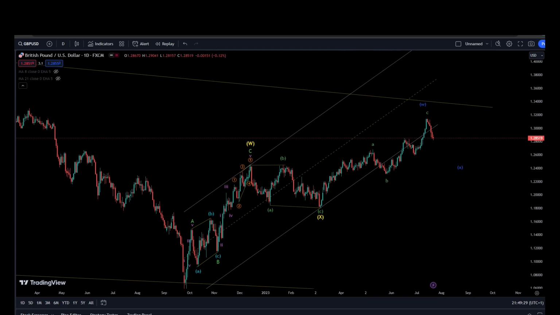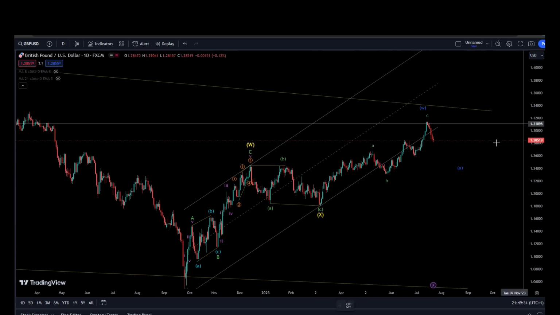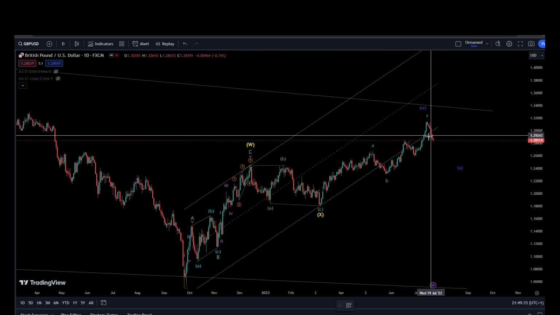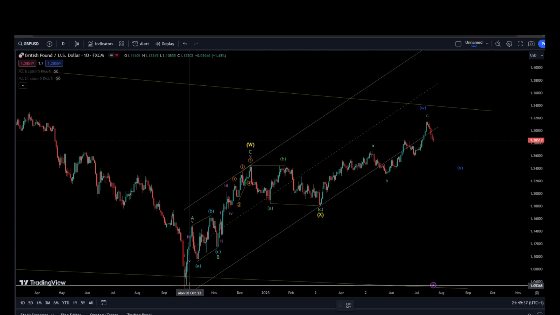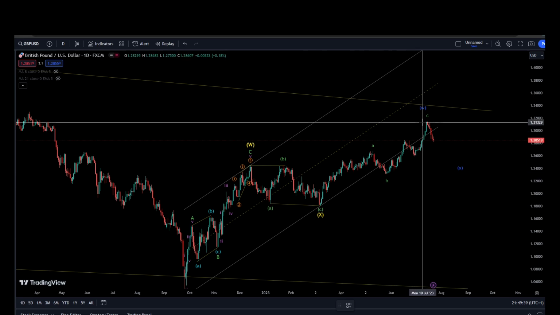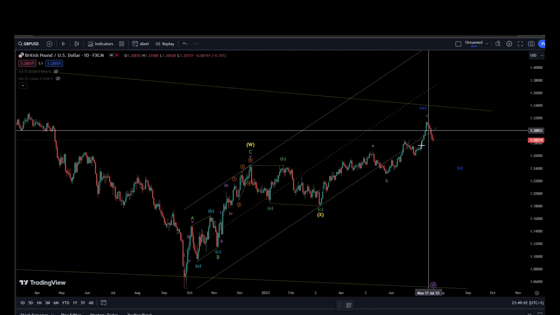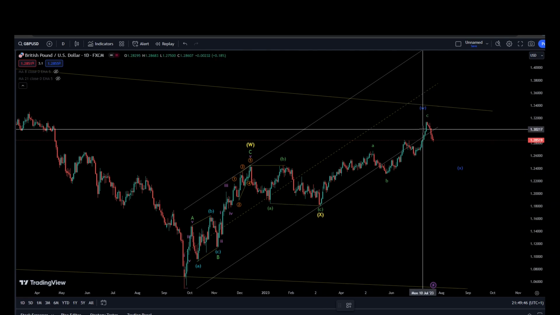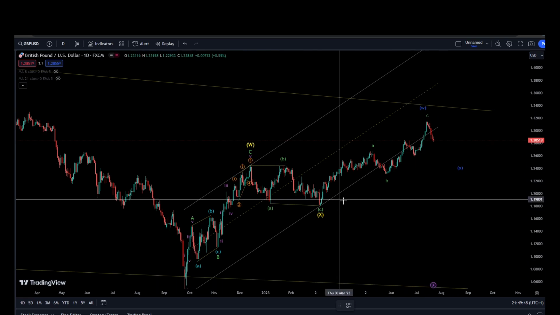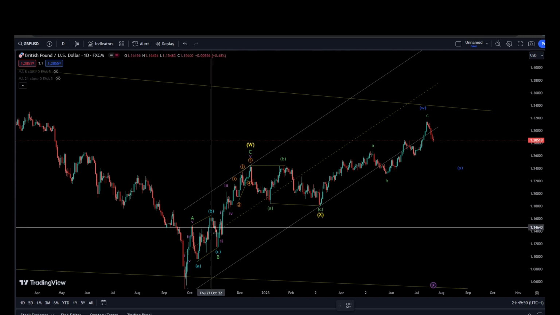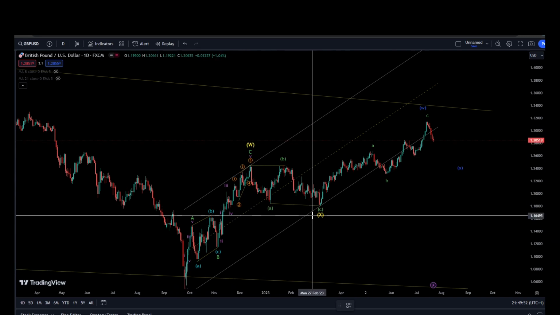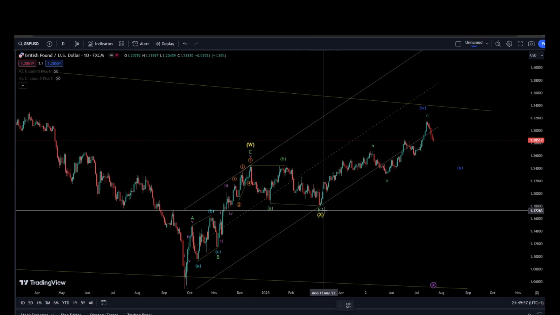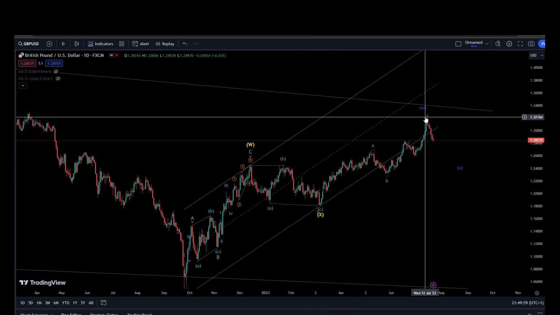So let's get started here on pound dollar. Here are my annotations. From last week I did say that we could have a possible change in structure, where instead of this being a 1, 2, 3, 4, 5 wave move, we've rallied up as a 3 wave move, or you can say a corrective move to the upside. So we have an ABC into a W, another ABC here, an expanded flat into a wave X, and then an ABC here into a wave W.